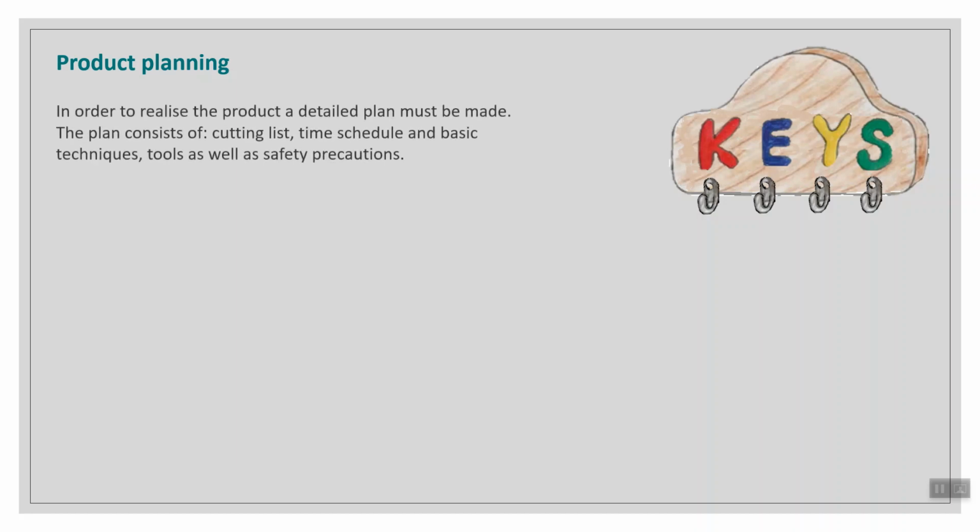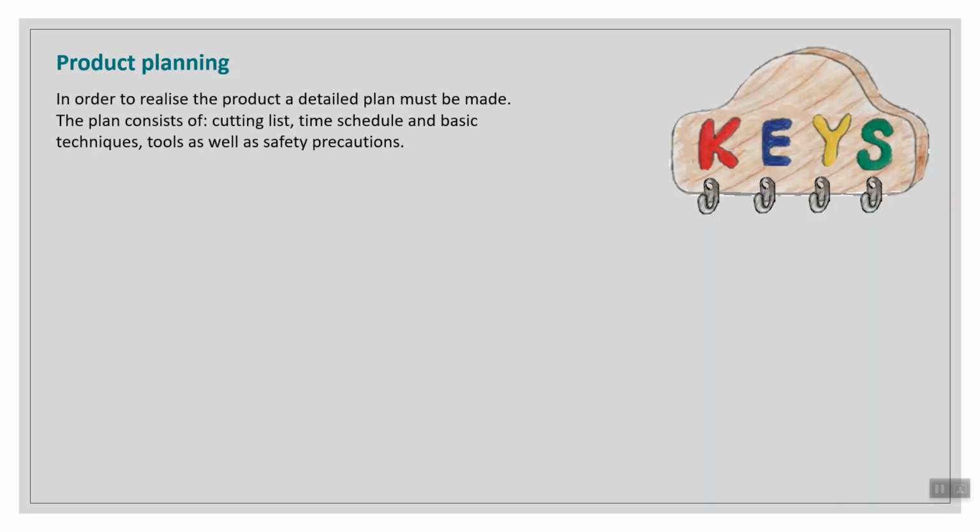Okay, so this part of the lesson will be based on the product planning. So what is product planning? In your book, it is said that in order to realize that product, a detailed plan must be made, as I said previously. The plan consists of a cutting list, a time schedule, basic techniques, tools, as well as safety precautions. Okay, so first of all, we have to make a part list.